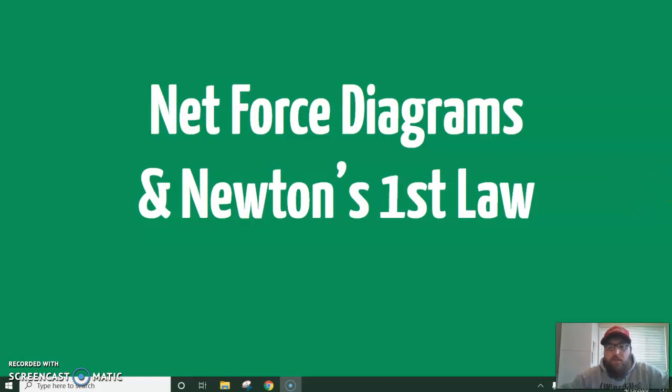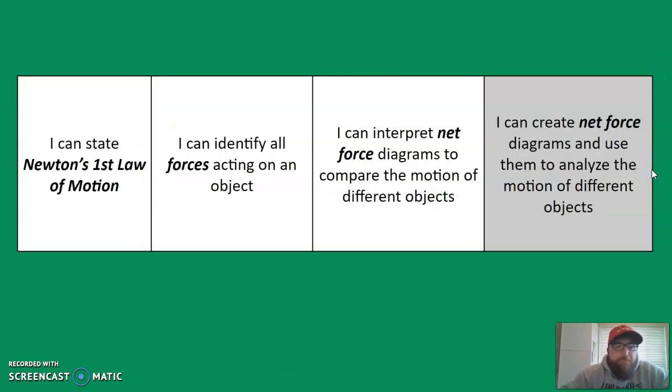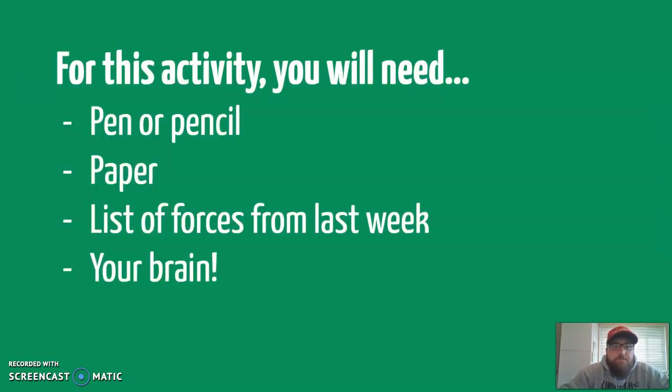Last week we learned a little bit about forces, and yesterday you learned some things about Newton's first law. Today we're going to tie those two ideas together and take it to the next level. What we ultimately want to be able to do, this is learning goal 6.2, is create net force diagrams and use them to analyze the motion of different objects. So, like I said, taking Newton's first law and tying it into the forces acting on an object and how that affects its motion.